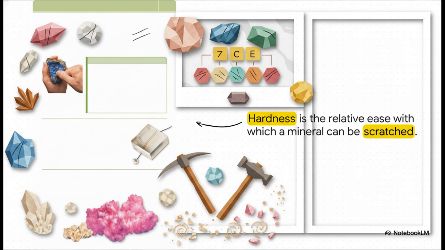Moving right along, we have hardness. This is all about testing a mineral's relative resistance to being scratched. The golden rule here is super simple, but absolute. A harder mineral will always scratch a softer one, but a softer mineral will never, ever scratch a harder one. It's just a quick, fantastic physical test that instantly narrows down what you're holding.